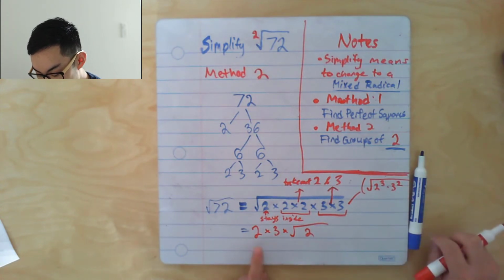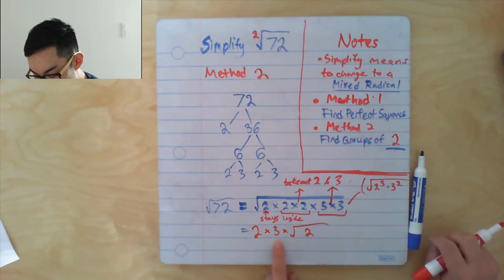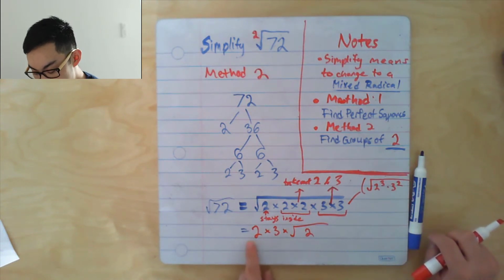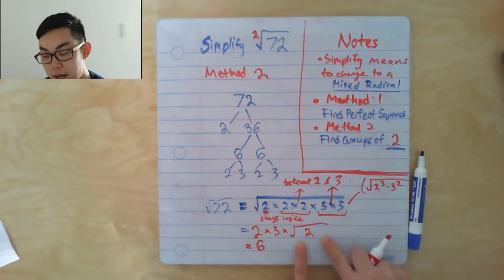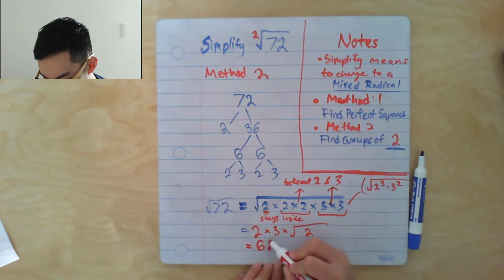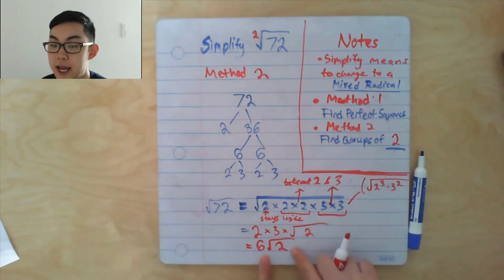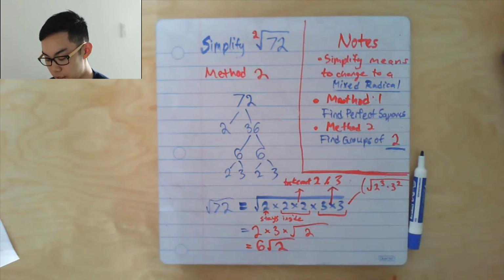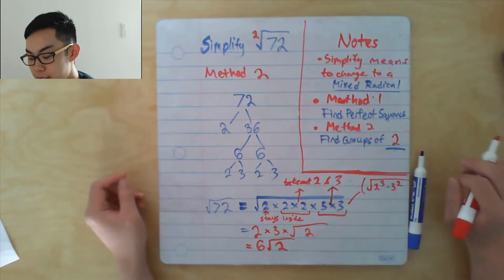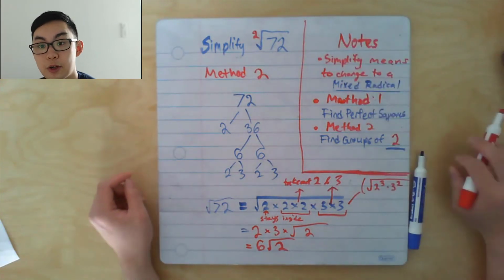On the outside, well, I actually have 2 times 3, which is 6. So 6 is on the outside. And I have root 2 on the inside. And that's exactly the same answer I got. So this is another method that we can use to find the square root of 72.